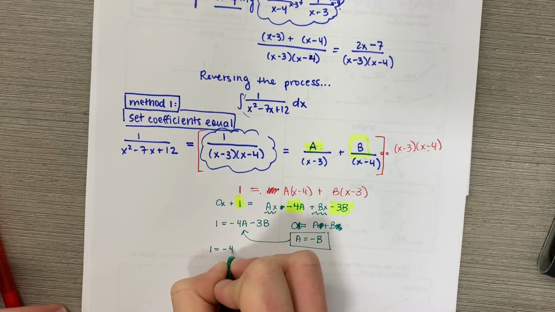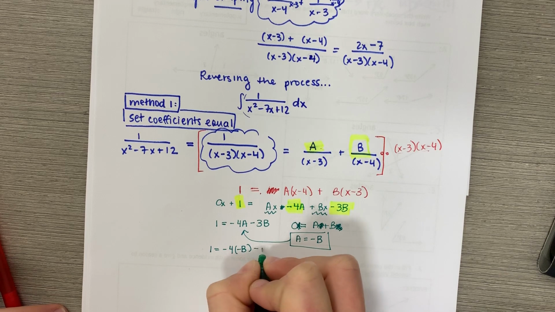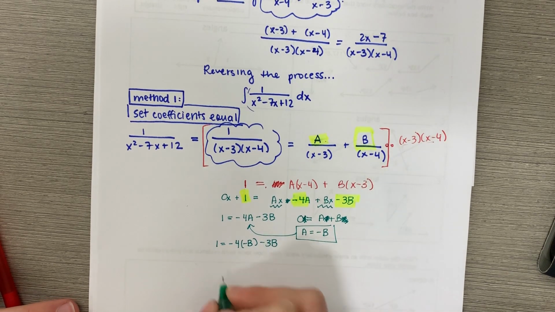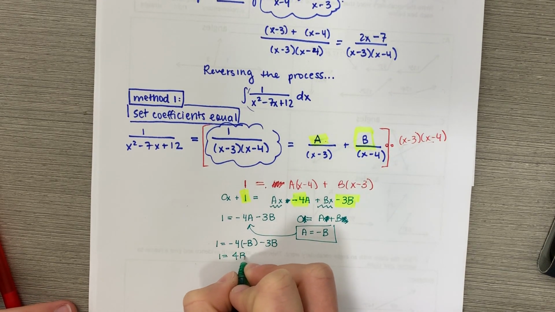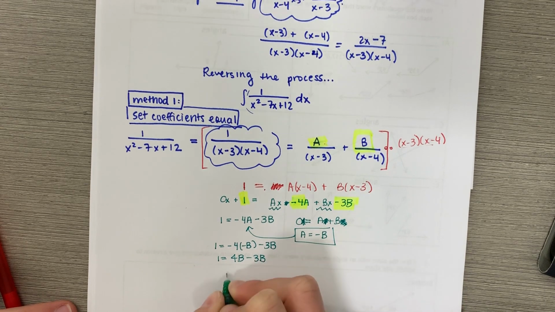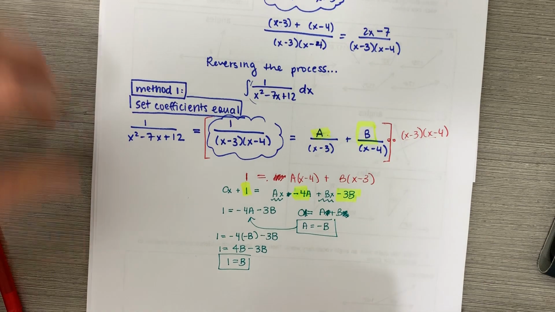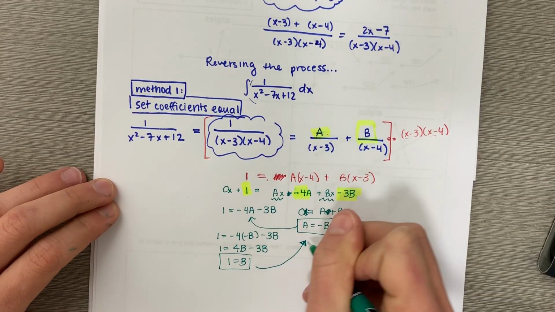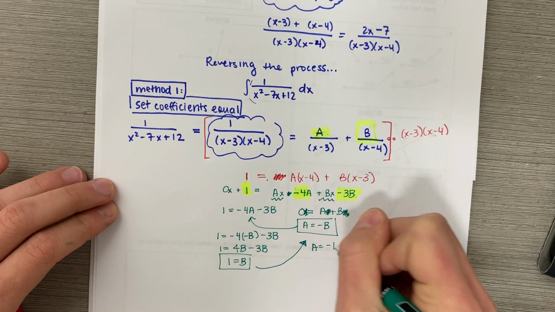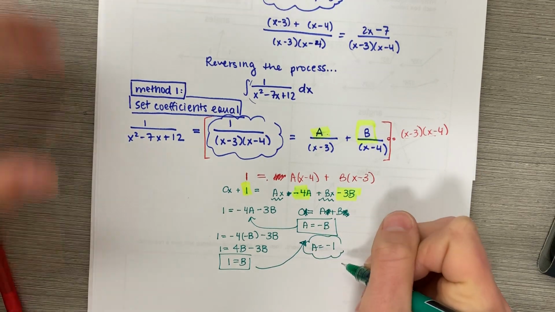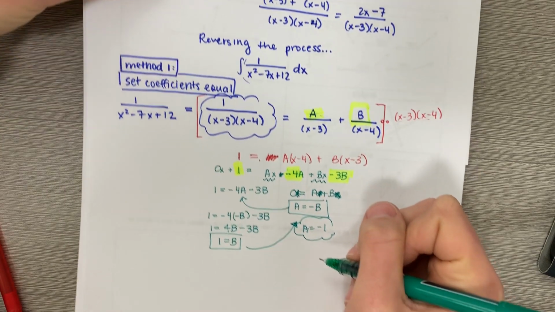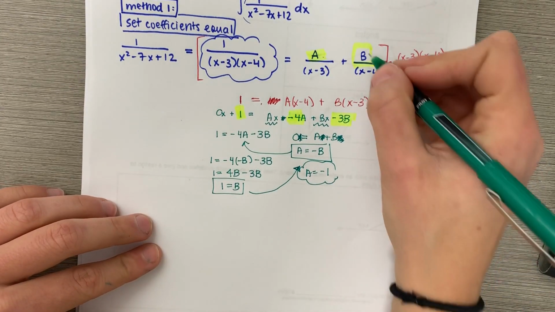We get 1 is equal to negative 4 times negative b minus 3b. 1 is equal to 4b minus 3b. 1 is equal to b. Great. That means when we plug this back in here, that means that a is equal to negative 1. So we've found our numerators.